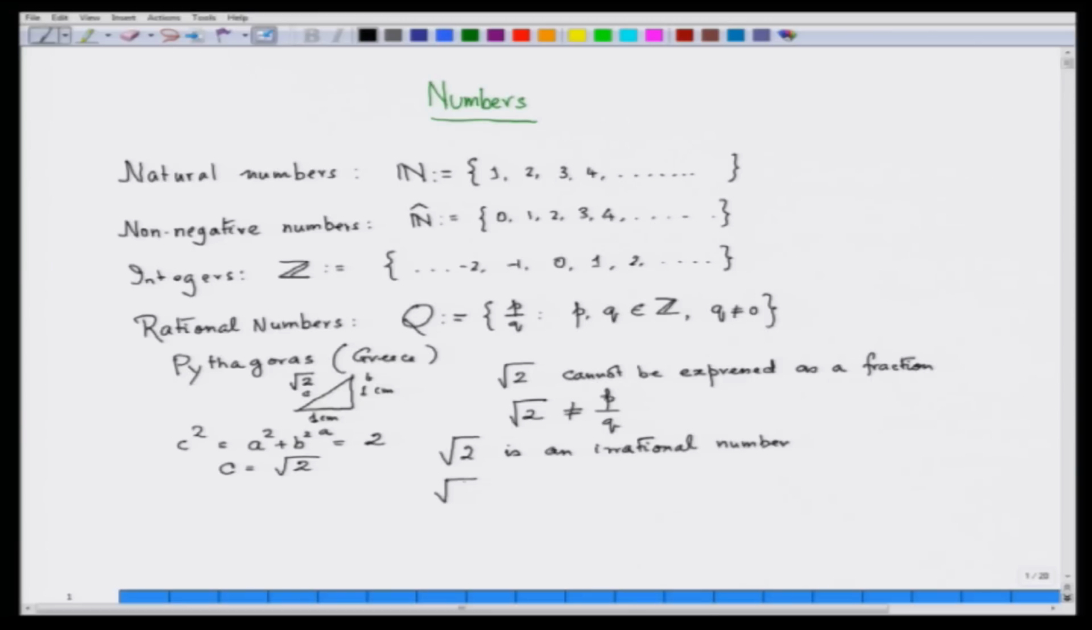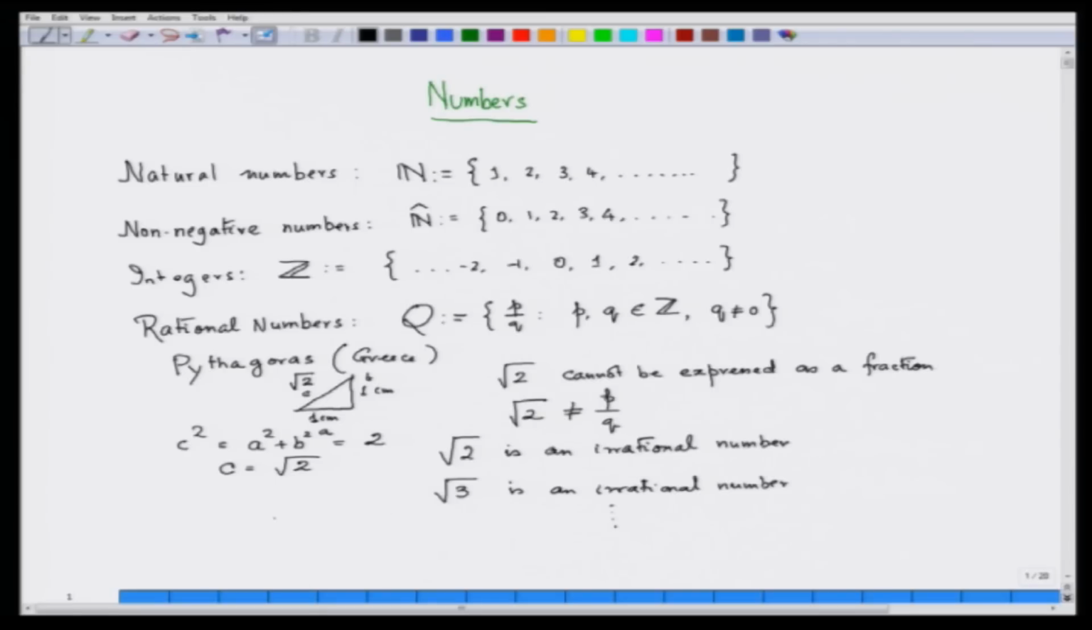Similarly, root 3 is an irrational number, and so is root 5. So, these are some very basic facts about numbers, and now we are going to talk about the fact that a given fraction can be expressed in many different ways.